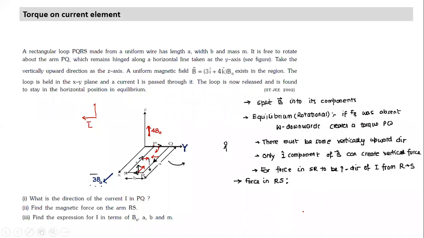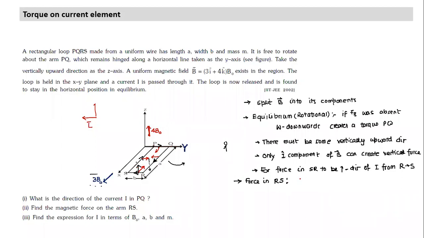Sir, yes. So the red color force on arm RS won't create any torque? Red color force, yes. What is the perpendicular distance of this force from the PQ axis? Is this force passing through the PQ axis or not? Yes, sir. That's why it will not create a torque. Are you following why it is not creating torque? Yes, sir. Only the perpendicular distance. Okay, so this won't create torque and this way it will cancel out.